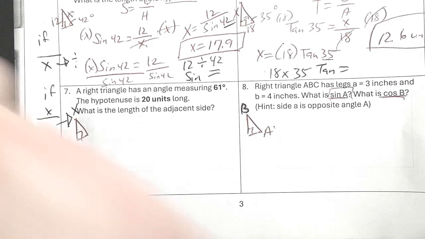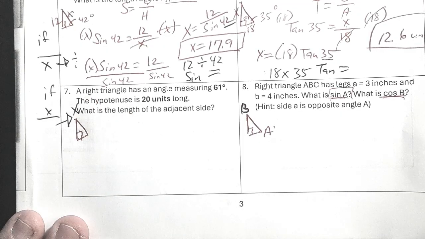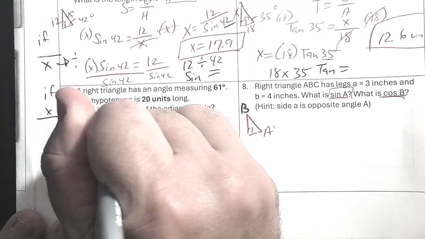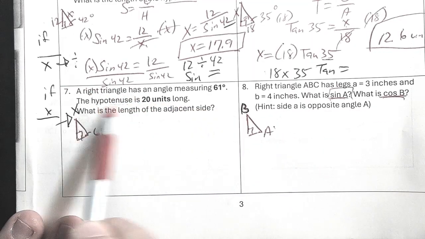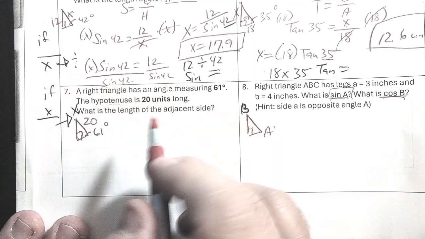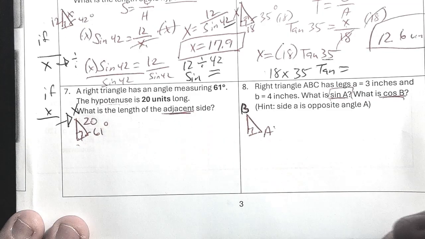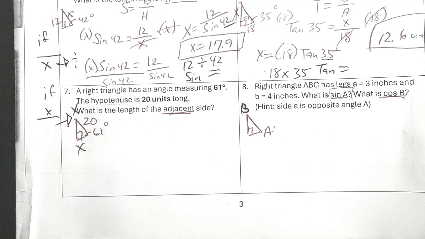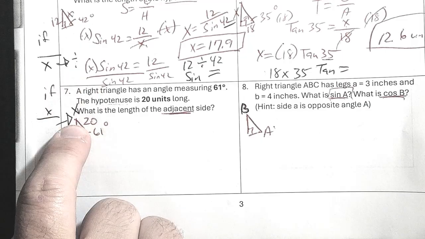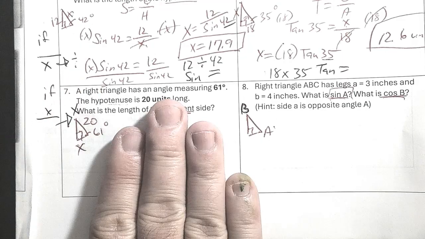So over here, right triangle. The angle measures 61. The hypotenuse is 20. What's the length of the adjacent side? So down here, that's X. Number one, who is missing? That'll tell you which sine, cosine, or tangent you're going to use. And then you can decide where X is, and that'll tell you if you're going to divide or multiply. So pause the video here.